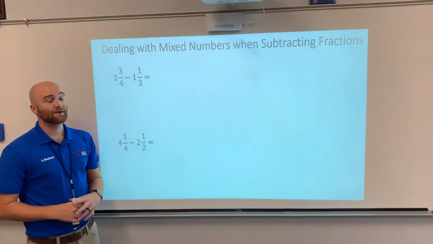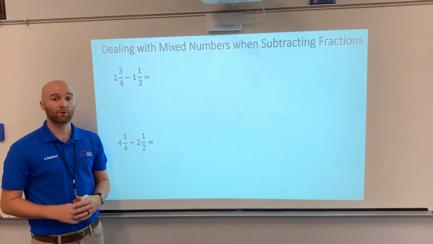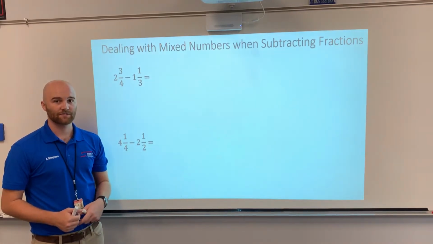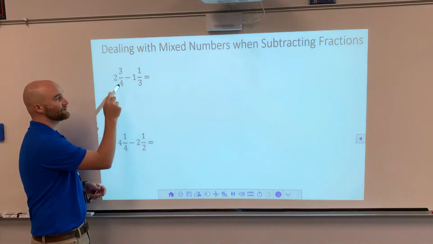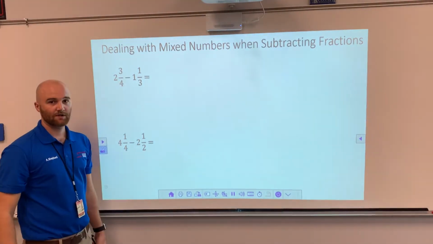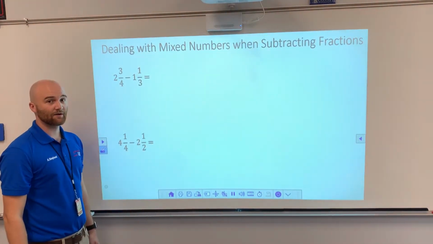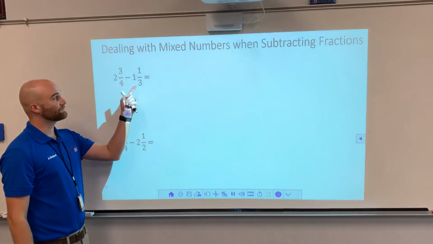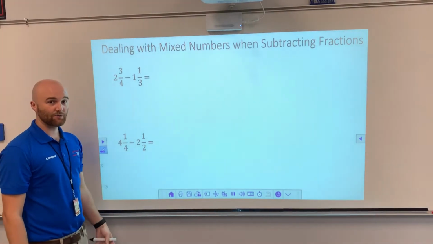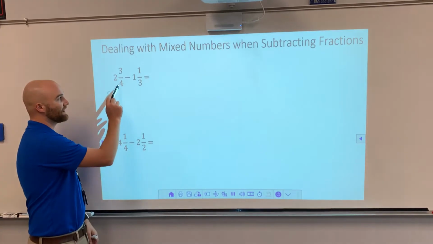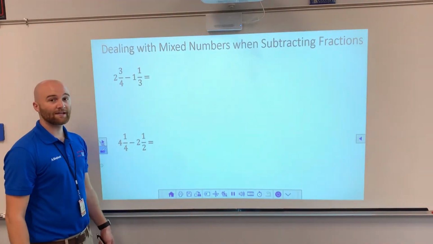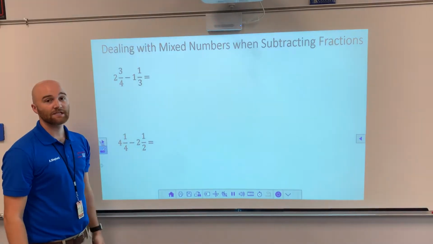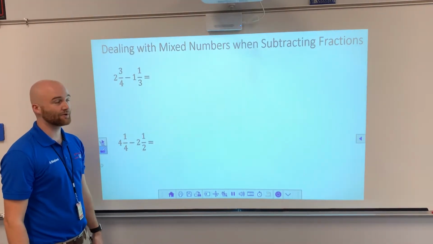Today we're going to be talking about how to deal with mixed numbers when we're subtracting fractions. So the first thing I'm going to do is look and say 2 and 3/4 minus 1 and 1/3. I know there's an issue there because I'm going to do these fractions first and they don't have the same denominator. So I'm going to find my LCD for fourths and thirds, and I'm going to go ahead and change my fractions into whatever that number is.